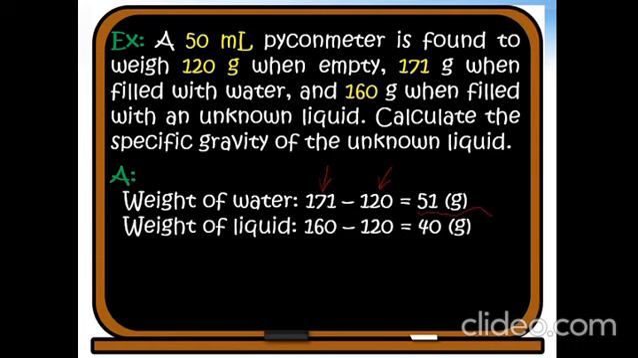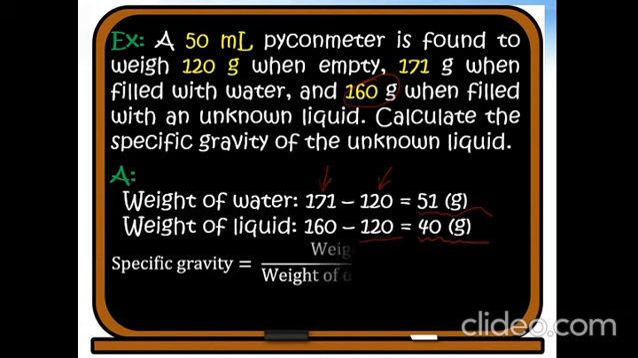And the weight of liquid, that is 160, subtract 120. Why? 160 is the total weight of the pycnometer filled with an unknown liquid. And 120 as the first step, 120 grams is the weight of the empty pycnometer. So the weight of the liquid is 40 grams.